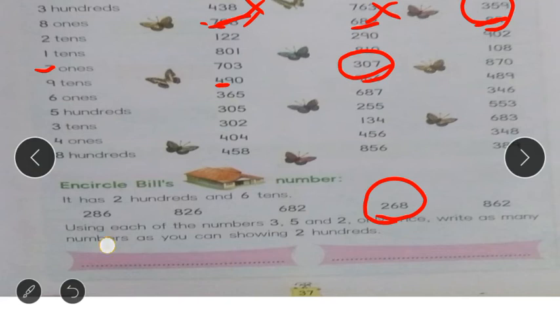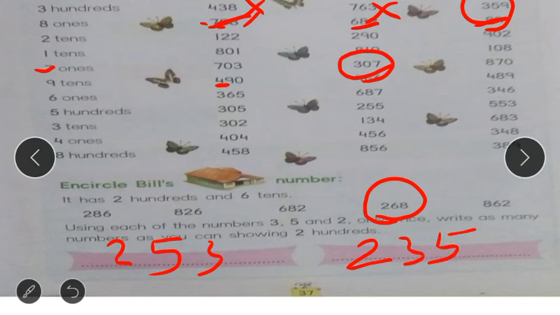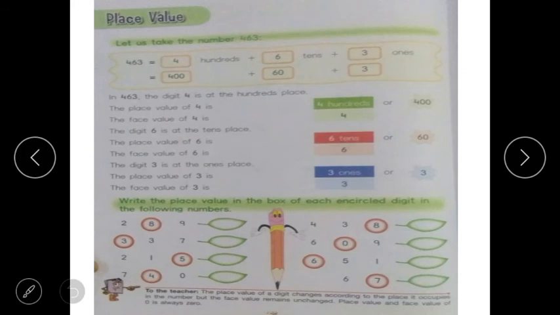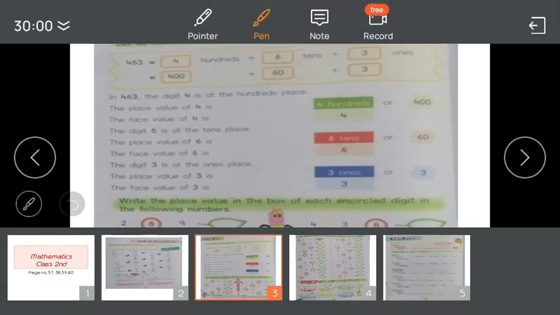So what number can you make without repeating the numbers 3, 5, 2, with 2 in hundreds place? So 2, 5, 3, one number. Okay, you have to use only these three numbers. Then 2 should be in hundreds place. So 2 is in hundreds place. 2, 3, 5, another number. Got it? So complete this in your book. Now come to the next page. What do you have to do here?